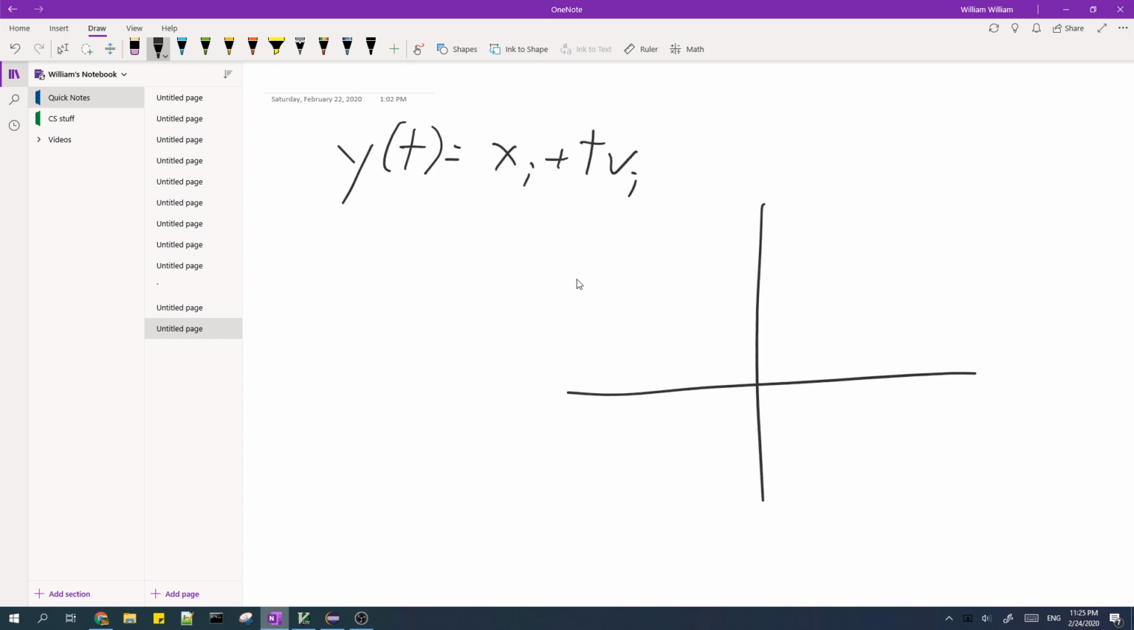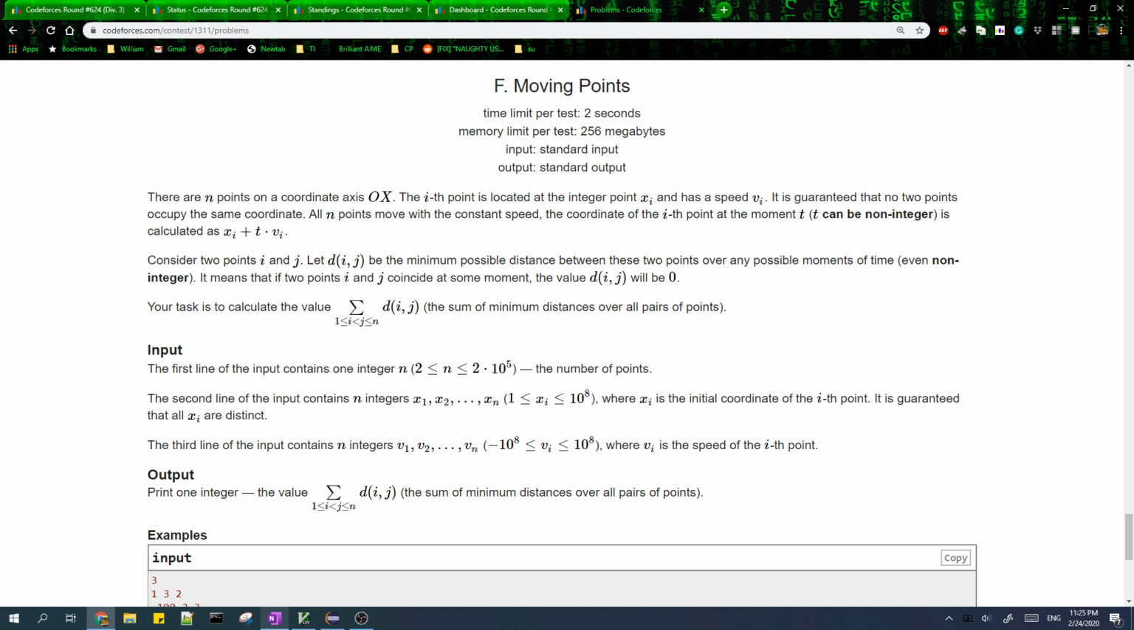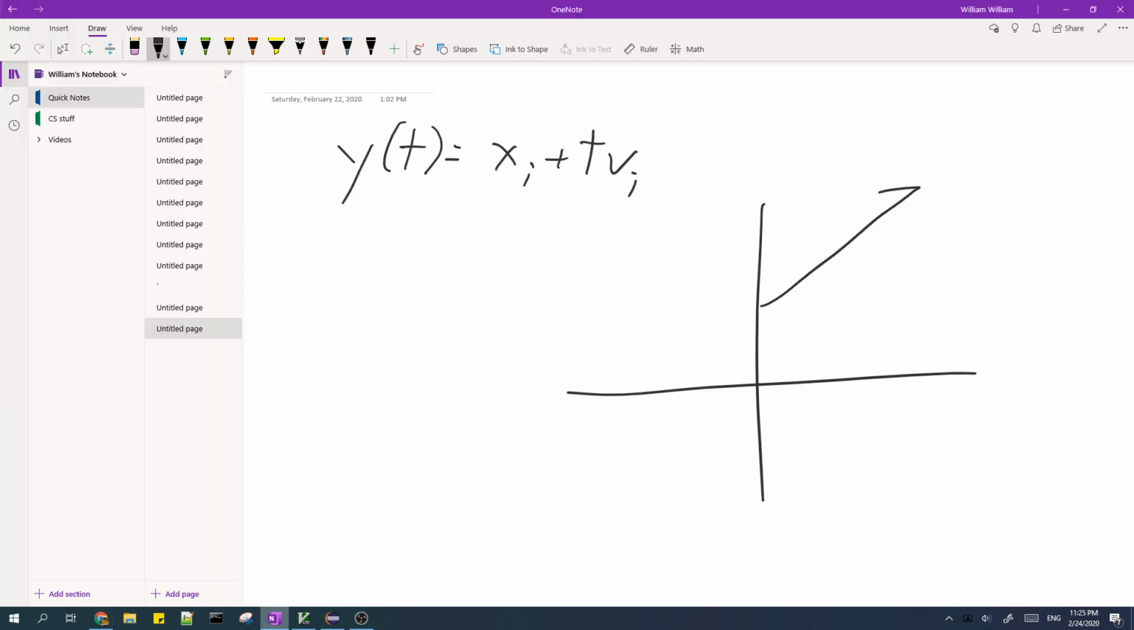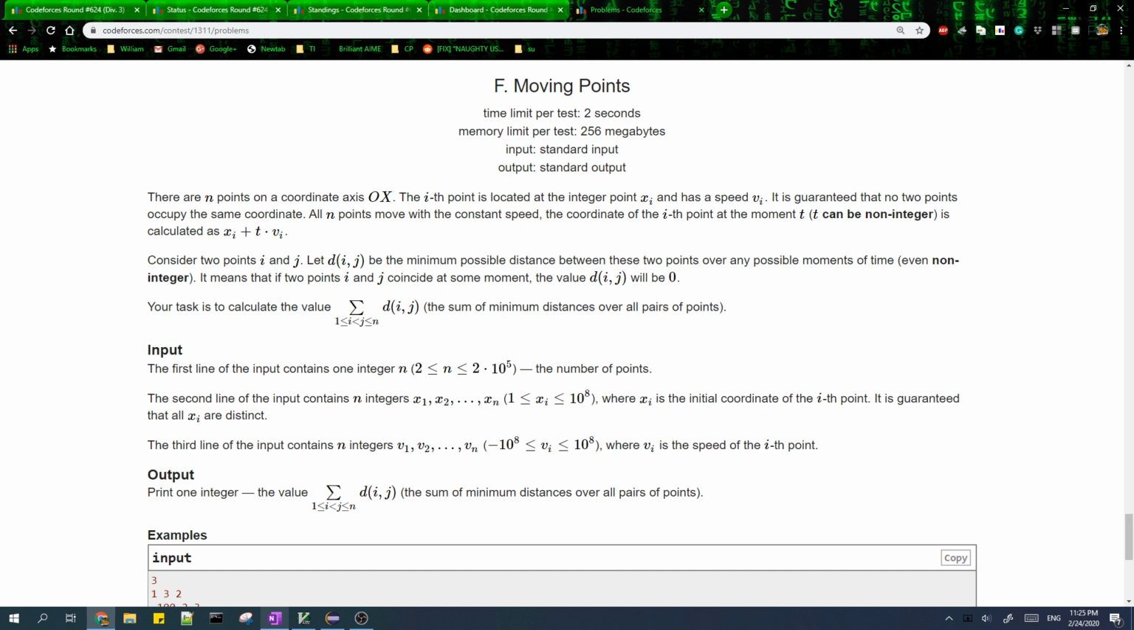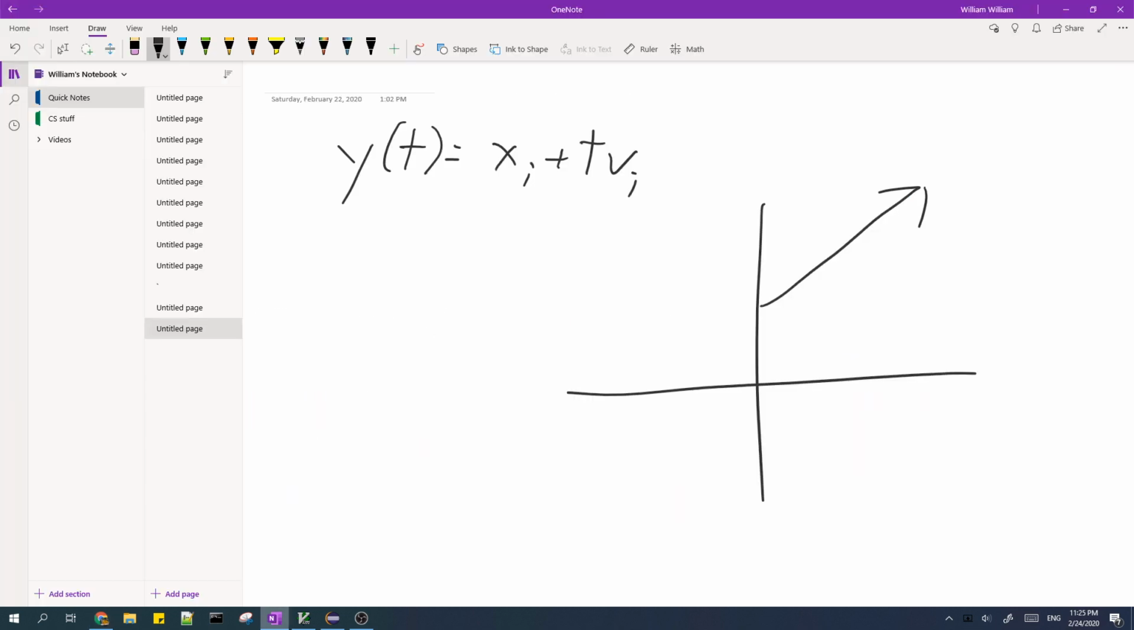So let's fix some line. Might look like this, and then let's just assume that we only want to count the lines which start lower than it. So for example, like these lines, and we want to count the intersection of this line with all the lines which start below it.